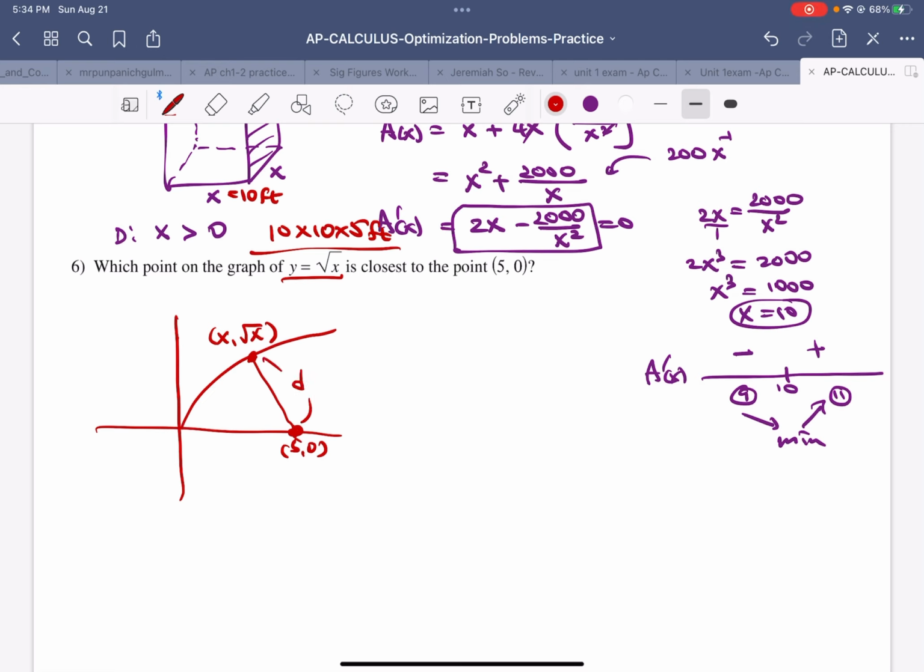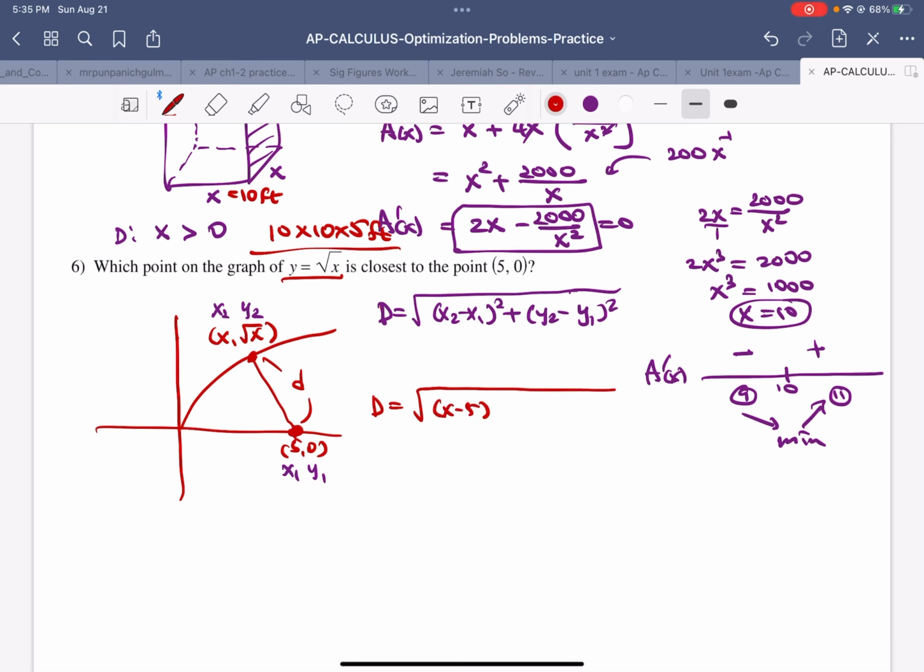Okay, so if you know the 2 points, the distance, let me write down the general formula. The distance formula, generally, is square root of x2 minus x1 squared plus y2 minus y1 squared. You need to know this one. Okay, so let's say you can label x2, y2 and x1, y1 like this. So your distance is the square root of x minus 5 squared plus root x minus 0 squared. Okay, that's the distance formula.